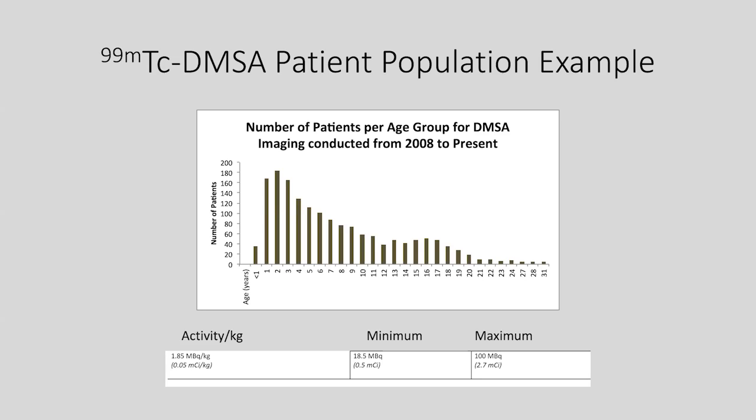To give you an example of a population being examined with DMSA, this graph shows the frequency or the number of patients as a function of age. As you can see, most of the indications are in the younger age group, although you can see a secondary peak in the early teenage group as well.